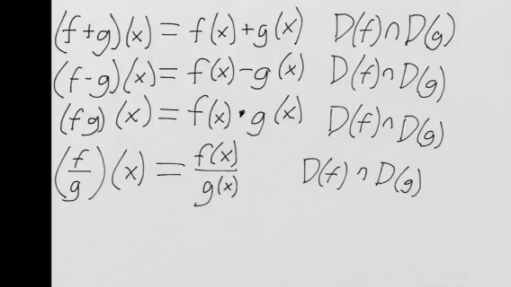But there's another caveat that we have to throw in here. That's the fact that we can't divide by 0. So I'll put an and, g of x does not equal 0. So for division, it's got to be in the domain of both f and g. And we can't have g of x be 0.